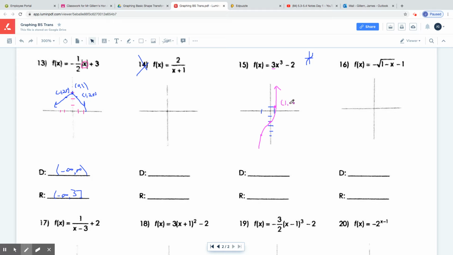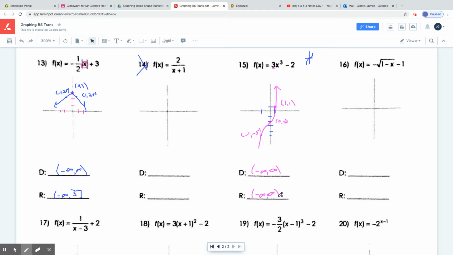That's 1, 1, 0, -2, -1, 1, 2, 3, 4, -5. Domain and range for a cubic are both going to be from -infinity to infinity.